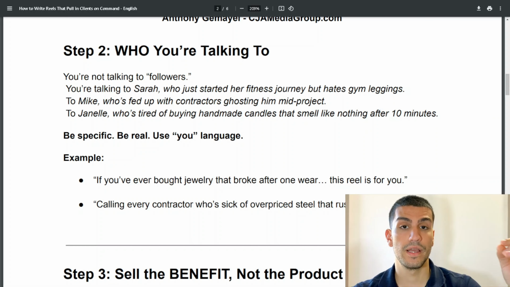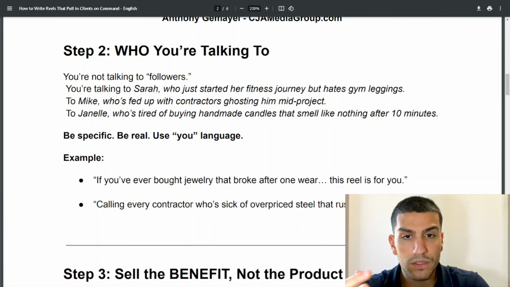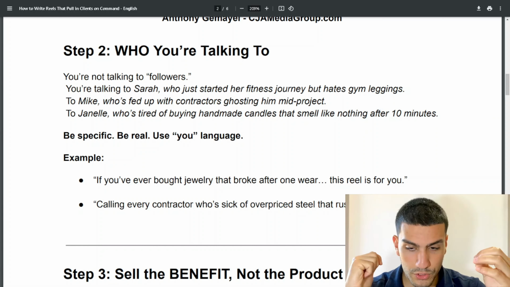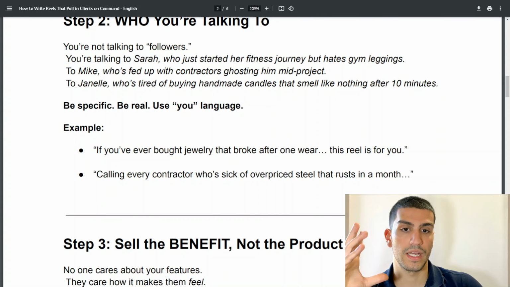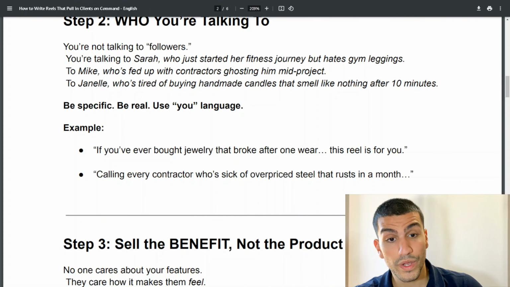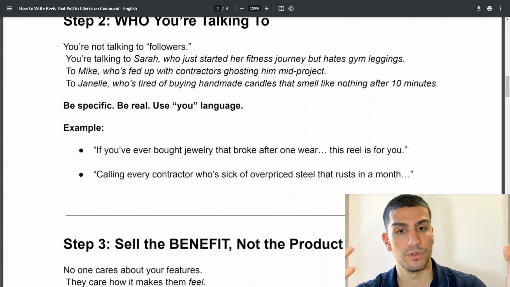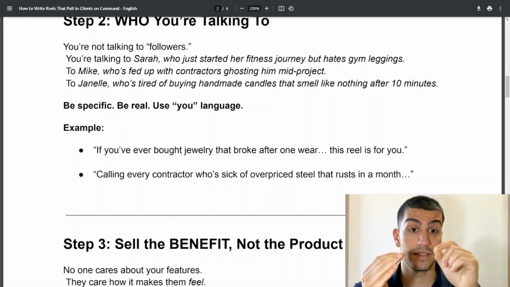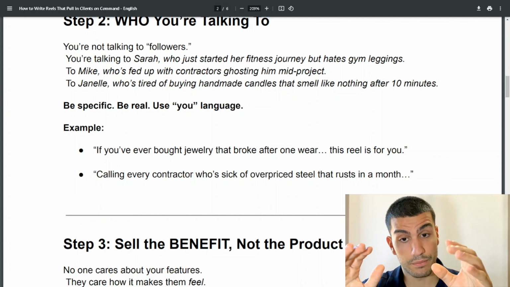Be specific, be real, use the you language. Like think the way they think, speak the way they speak, talk the way they talk. You gotta put yourself in their shoes, you gotta get intimate with the people you are selling to. I'll give you a couple of examples. If you've ever bought jewelry that broke after one wear, this reel is for you. So what you are saying is, if this is happening to you and only you, this reel is for you. You better watch it.